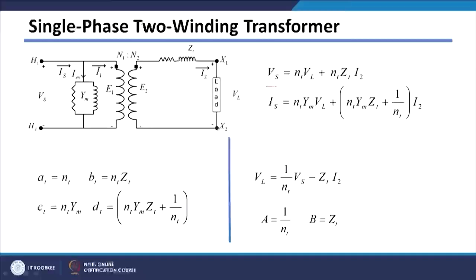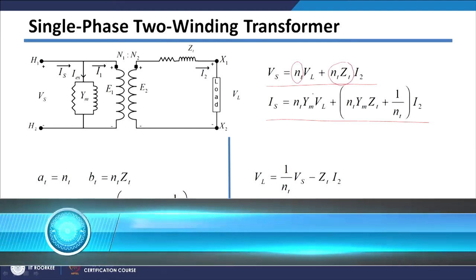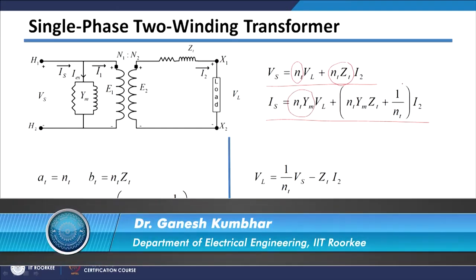In the last class, we saw two equations which we wrote by looking at the equivalent circuit, and from these two equations we get the ABCD parameters. So, what we have got is the A parameter, this is your B parameter, this is your C parameter, and this is your D parameter. I have written them here.